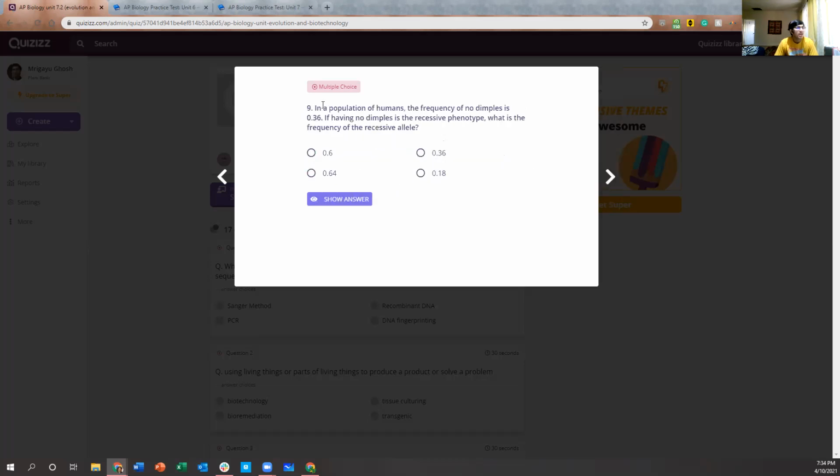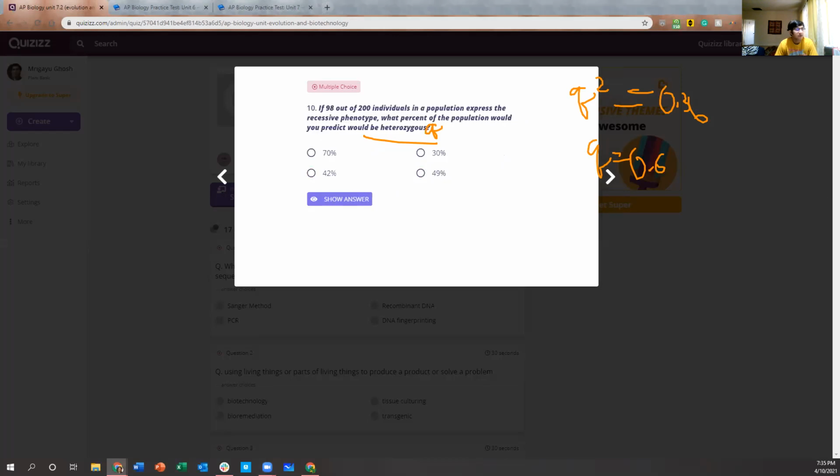Okay. In a population of humans, the frequency of no dimples is 0.36. If no dimples is the recessive phenotype, so this is a Hardy-Weinberg problem. So no dimples is the recessive phenotype, so that's q squared. Q squared is 0.36. They're asking the frequency of the recessive allele, which is q. So q squared equals 0.36, q equals 0.6, because that's the square root of 0.36.